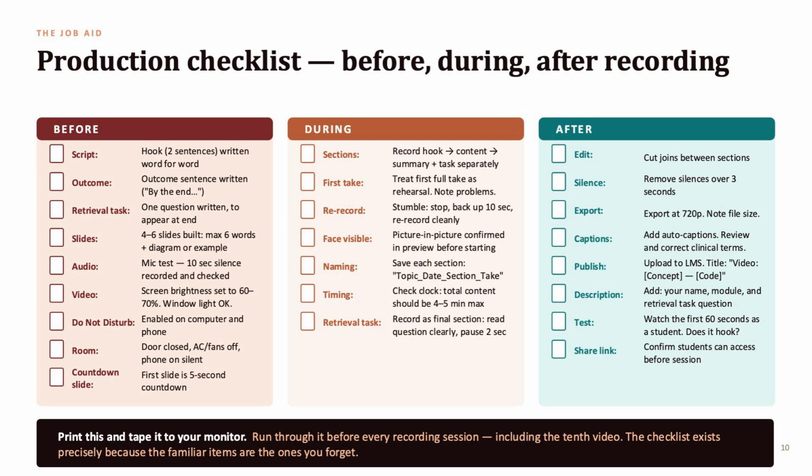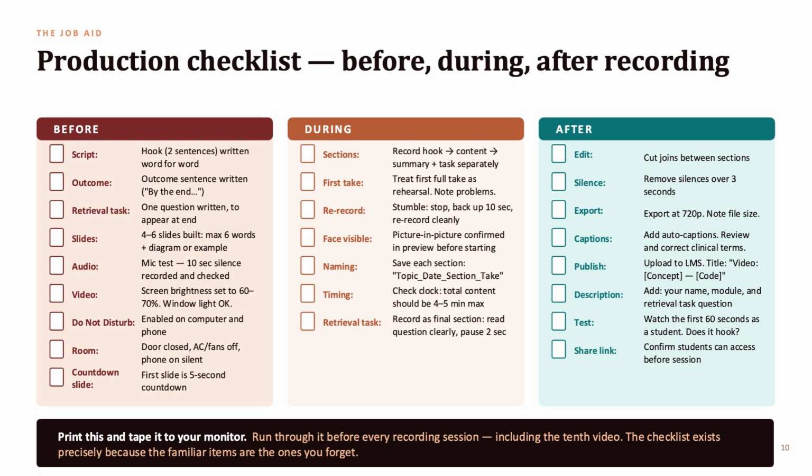During the recording phase, record sections sequentially, treating the first take as a rehearsal. If errors occur, stop, rewind 10 seconds, and re-record clearly. Confirm your picture-in-picture in the preview, and save your files with a consistent naming convention. Timing is critical. Maintain a 4 to 5 minute duration. Finally, for the retrieval task, clearly present the question and pause for 2 seconds.